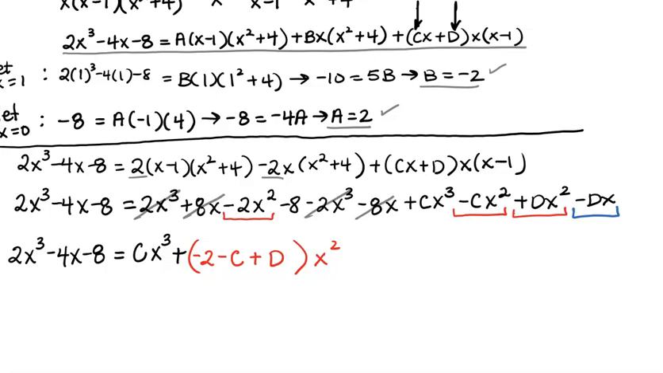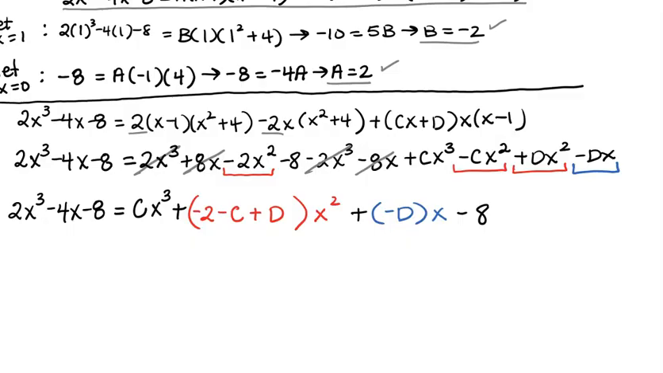So we have a -d in front of an x. I am going to write this a little differently. I am going to put a plus sign here, and I'm going to wrap the -d in parentheses, and then I'll put the x here because I'm really trying to emphasize the coefficients. And then finally, there's a -8 that's left over. So now that we have this written in this very particular way, let's look at both sides of the equation. On the left side of the equation, we have a 2 in front of x cubed, and on the right side of the equation, we have a c in front of x cubed.